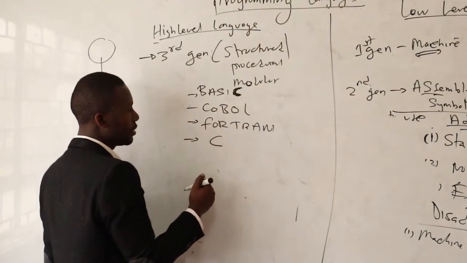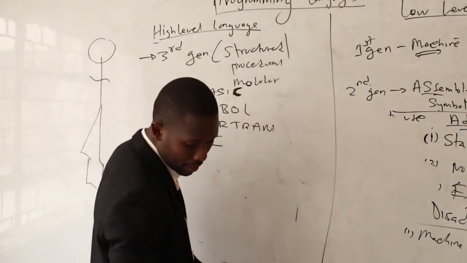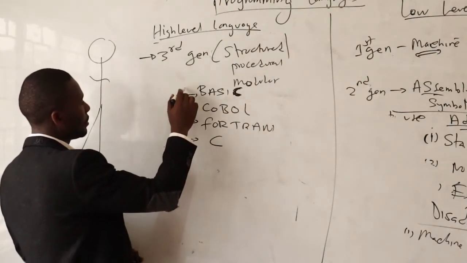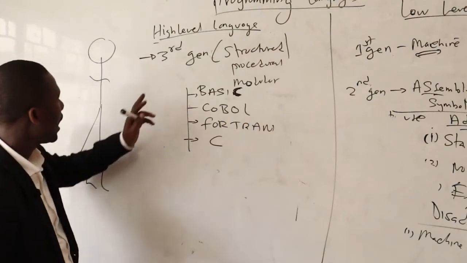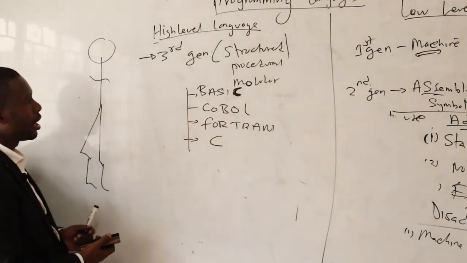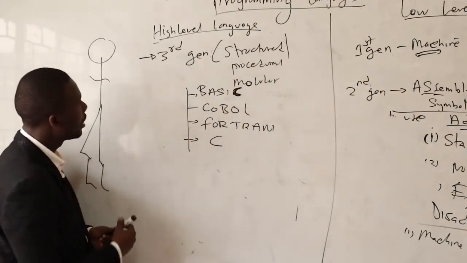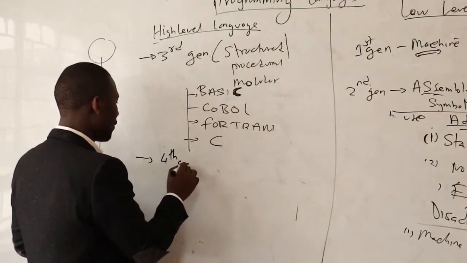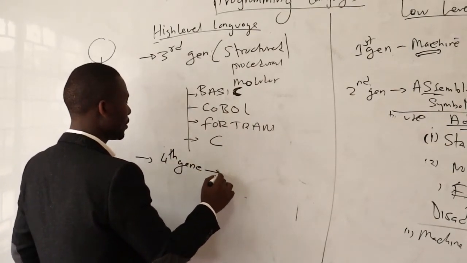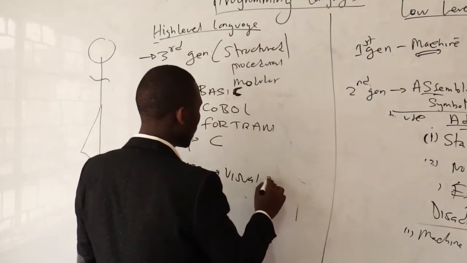We have languages like C. Such languages can be termed as structured programming languages, that is under the third generation language. Then fourth generation languages, sometimes we refer to them as the Visio programming languages.